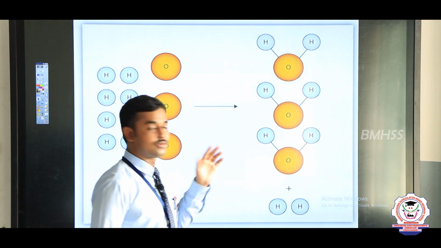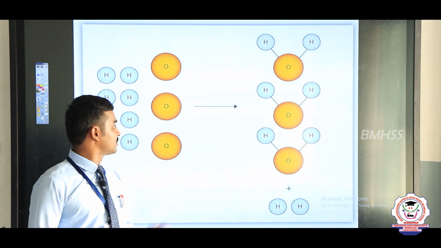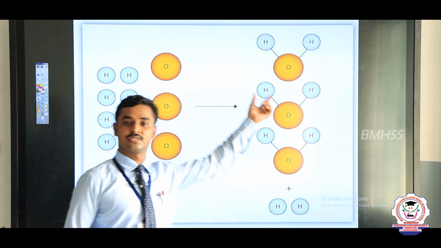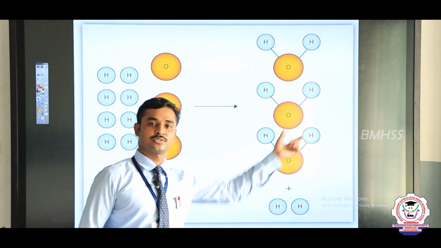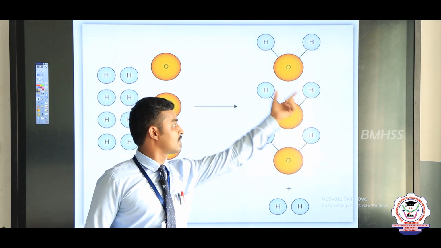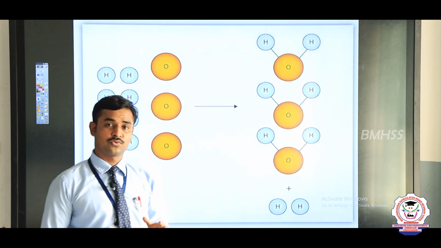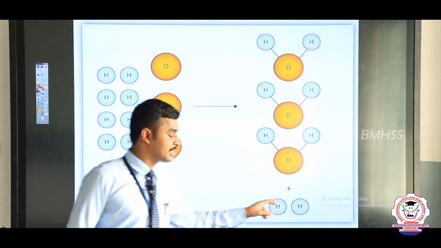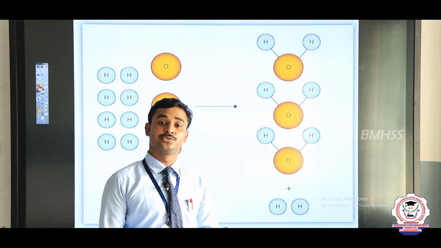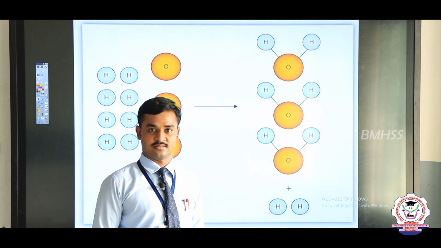Why? Because for producing 1 water molecule we need 1 oxygen. So, 3 oxygens can produce 3 water molecules and 2 hydrogens are required to produce 1 water molecule. So, totally 6 hydrogen atoms are used in this reaction. What happened to the remaining 2 hydrogen atoms? The remaining 2 hydrogen atoms are not used in this reaction. So, they are in excess.